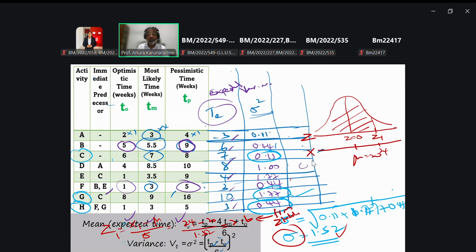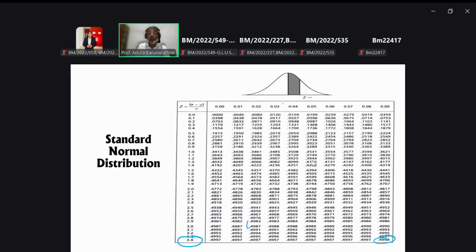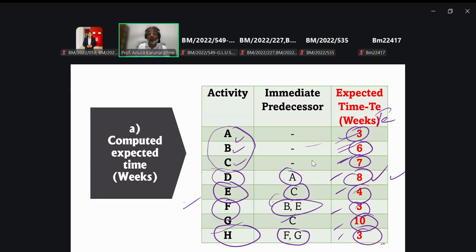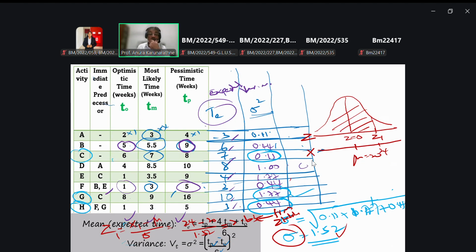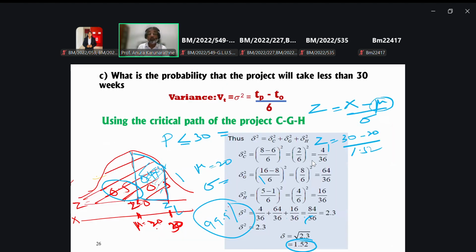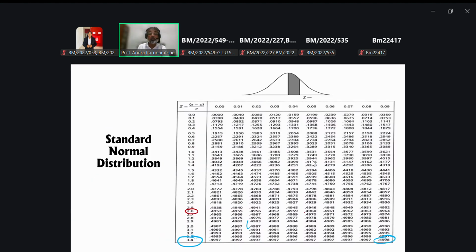2.0, 2.63, yeah? So how to obtain 2.63 from the Z table? 2.6 here, 2.63, 3 here. So then you can obtain the value here. So for 2.63, this is 0.4957.